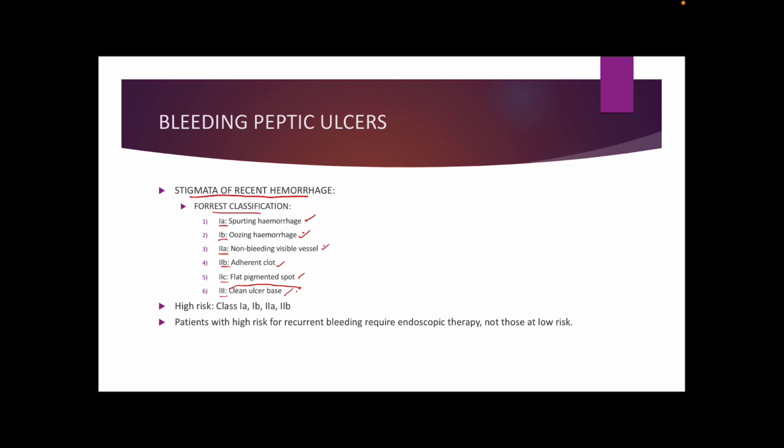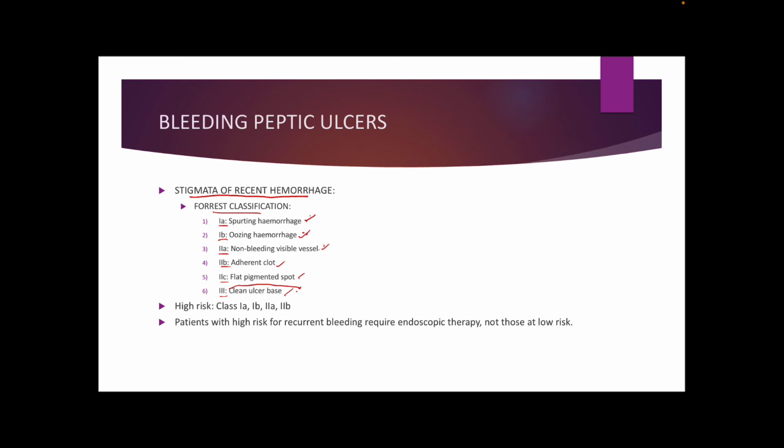hemorrhage. Now, patients are considered to have high risk of recurrent bleeding if they have a spurting or an oozing hemorrhage, or a non-bleeding visible vessel, or an adherent clot. Also, high risk for persistent or recurrent bleed is also seen with those ulcers along the lesser curvature of the stomach or the posterior duodenum because of their close proximity to large vessels.